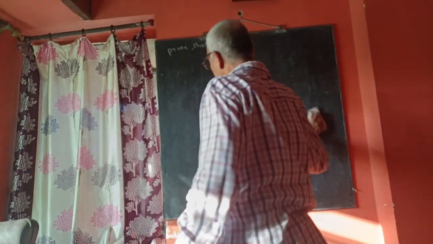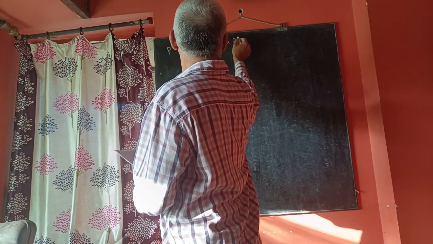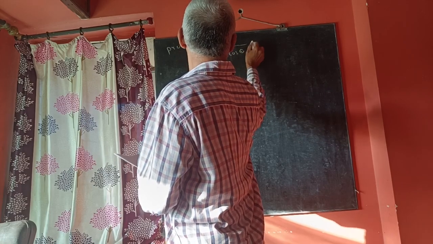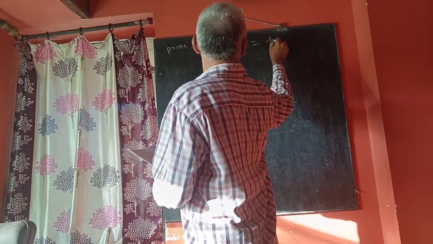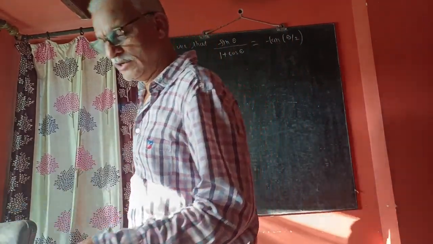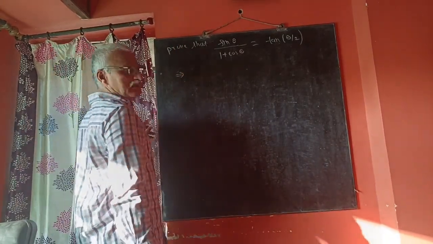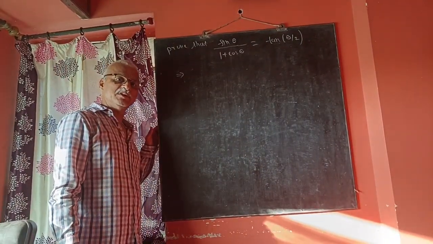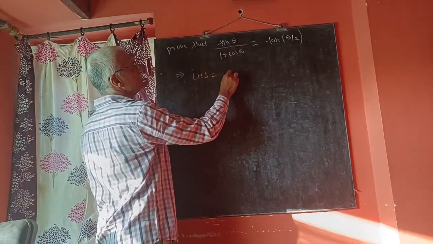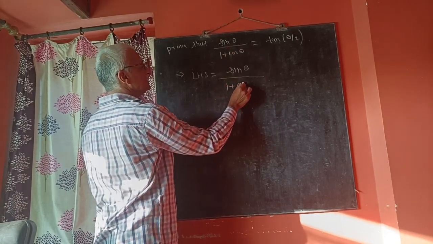Let us take the next sum. Prove that sin theta divided by 1 plus cos theta is equal to tan theta by 2. Again, just the application of formulas of multiple and submultiple angles. Consider the LHS, which is equal to sin theta divided by 1 plus cos theta.